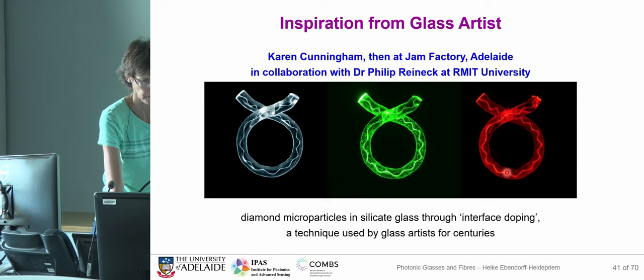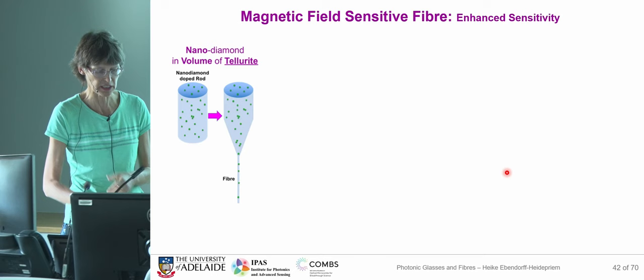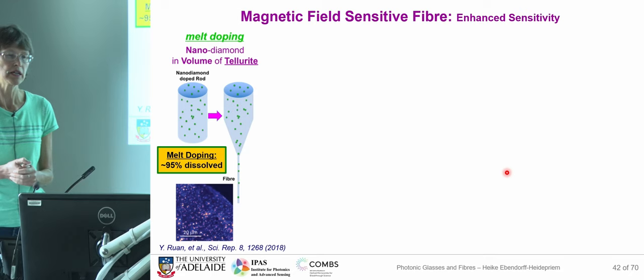So once more, melt doping is placing the nanoparticles during the melting in the volume of the glass, and the glass is then turned into fiber. So it's a volume or melt doping, but 95% of the diamond particles did not survive.